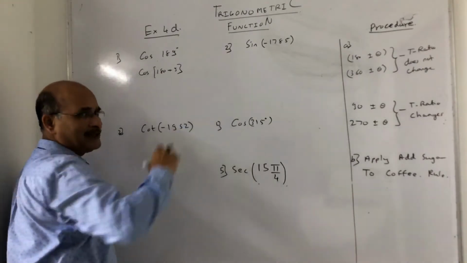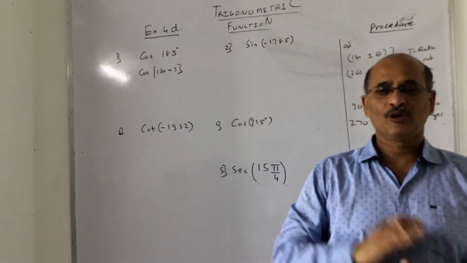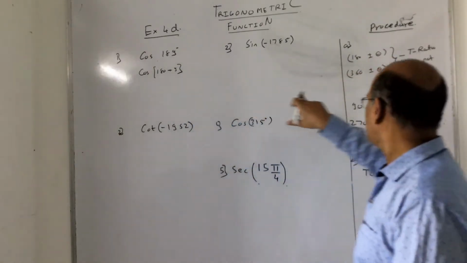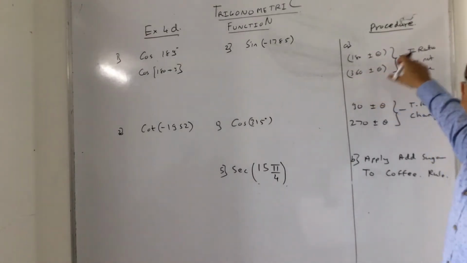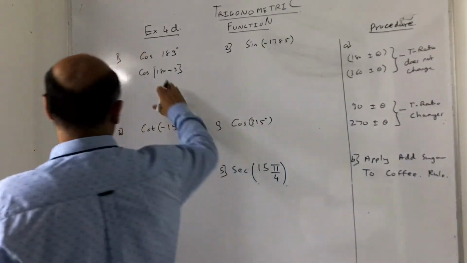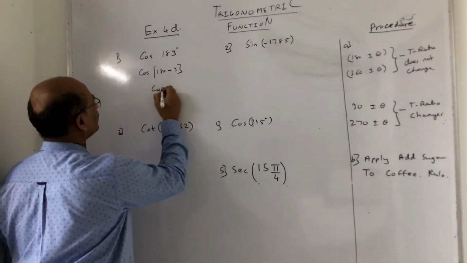Now remember 180 and 360. My preference is always to stick to 180 and 360 because I don't have to remember the change in the trigonometric ratio. Whenever it is 180 plus minus theta, 360 plus minus theta, children, the trigonometric ratio doesn't change. So let us begin with this question now. 180 plus theta, the ratio does not change. So this will be cos 9.